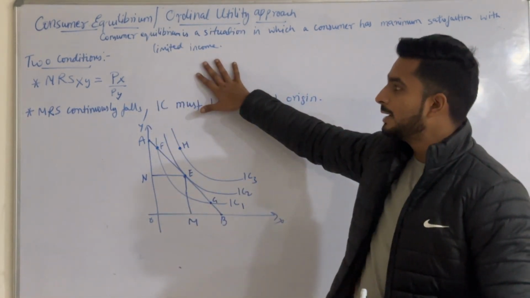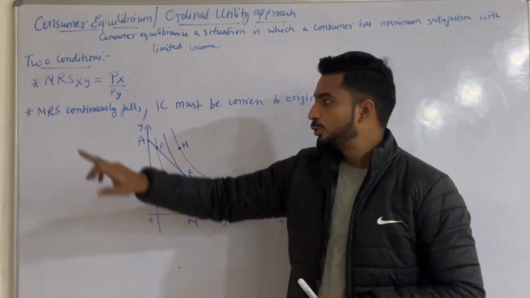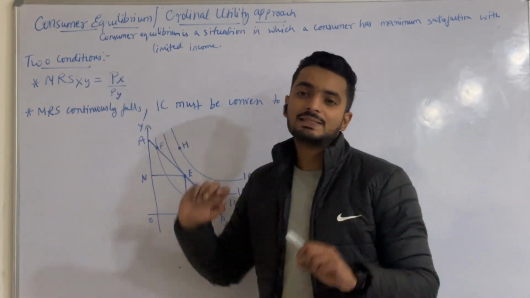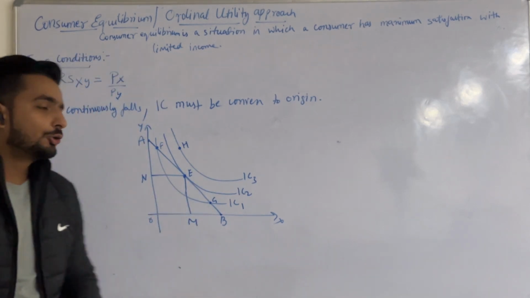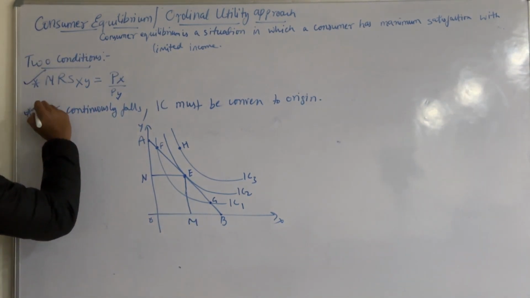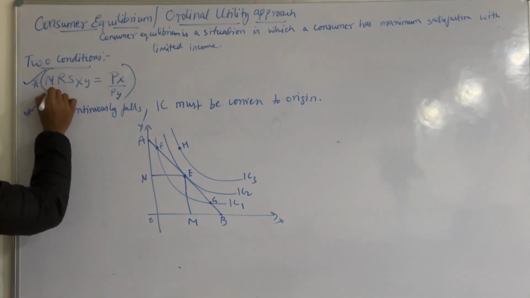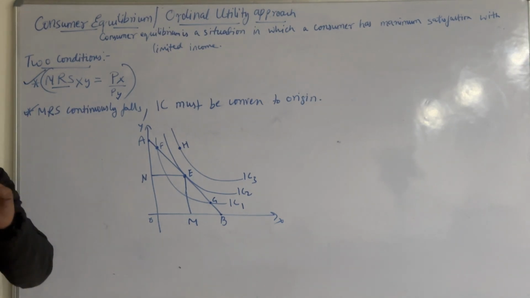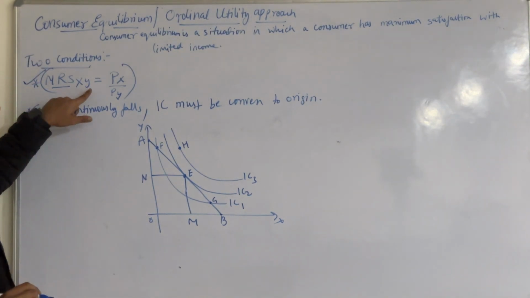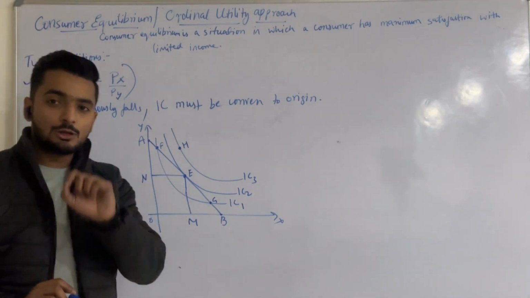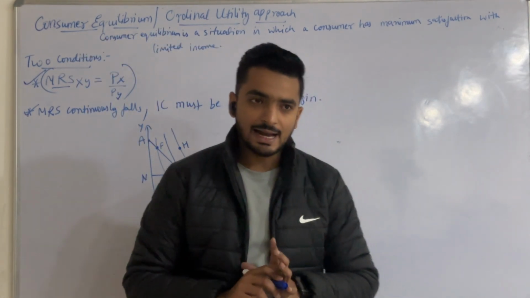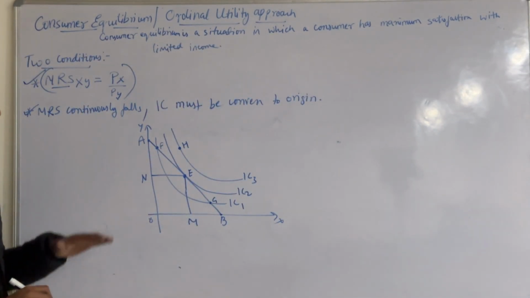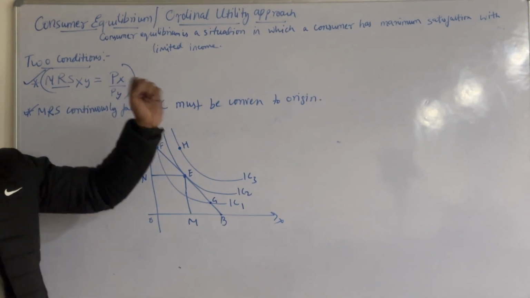For the consumer to be in equilibrium, two conditions must be satisfied. The first condition is that the marginal rate of substitution, that is MRS, of commodity X and commodity Y must be equal to the price of X upon the price of Y.